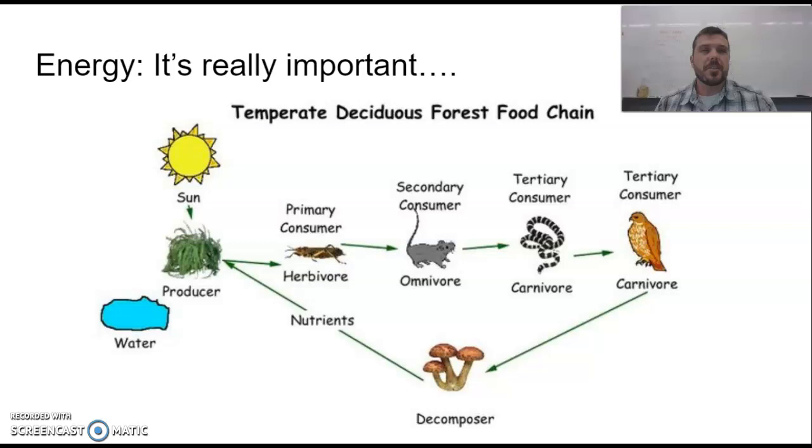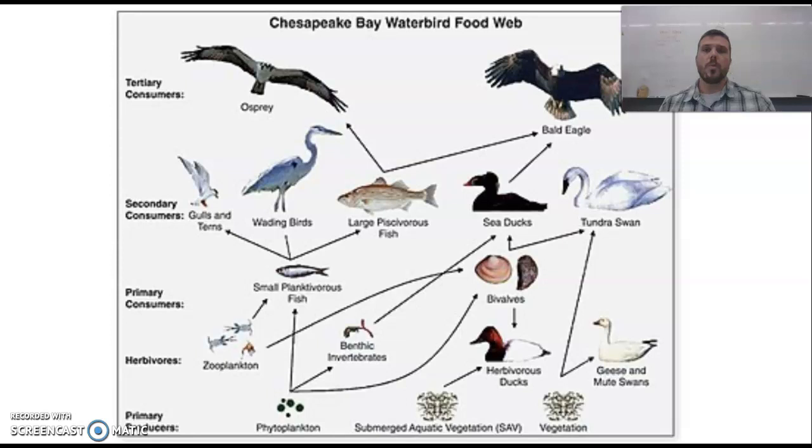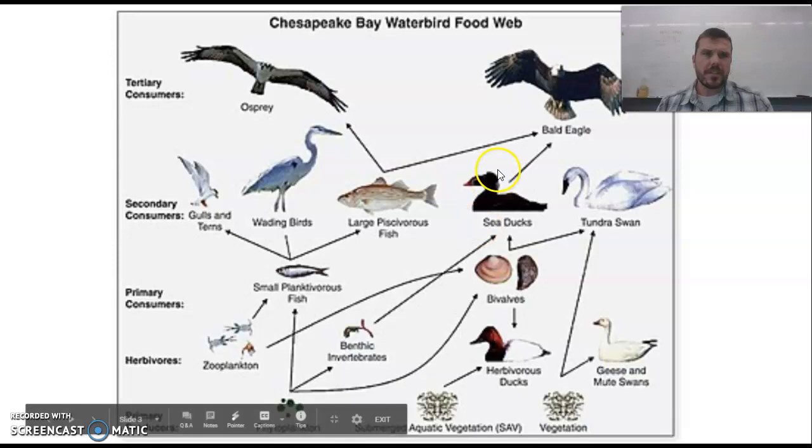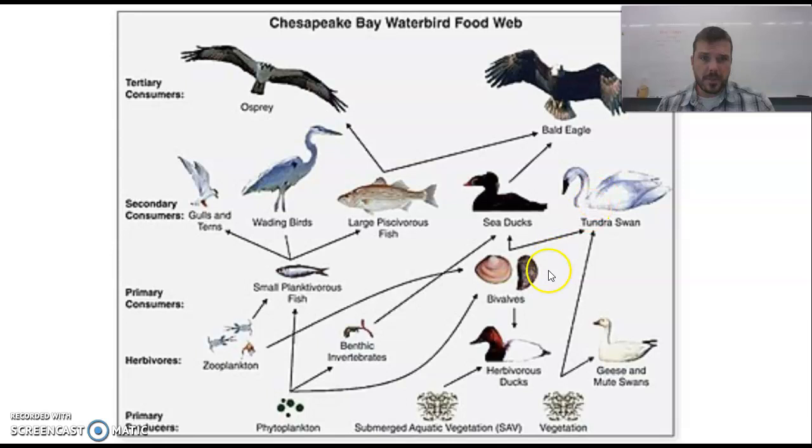There's another example that gets a little more complicated. I'm going to show it in the next slide. It's a food web, and this is the Chesapeake Bay Waterbird food web. And you can see we've got all of these different birds, and these birds eat these birds and fish, and these fish and birds eat some mussels and some other fish, and all of the energy originates down at the bottom with the primary producers, again, as usual. So we've got our primary producers, which are in this case, again, going to be photosynthetic, and they're going to feed the entire food web.